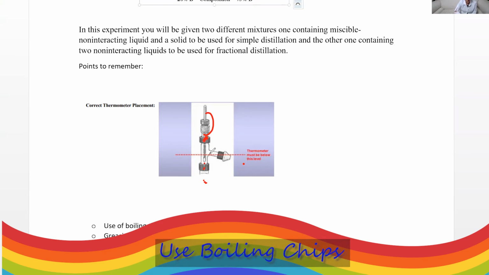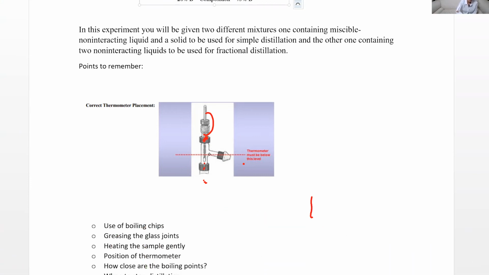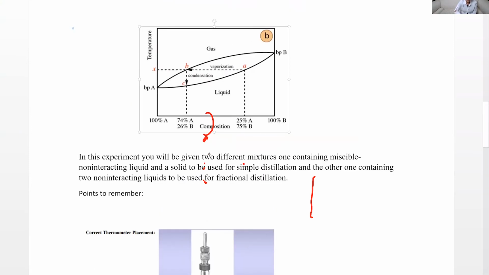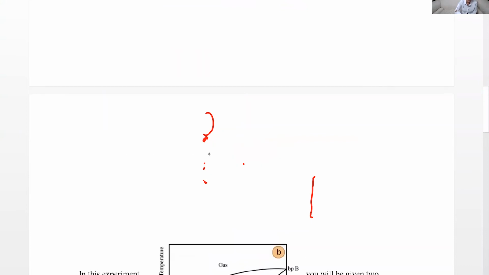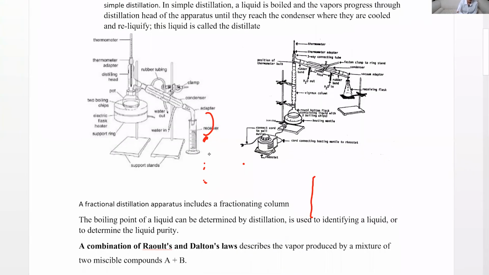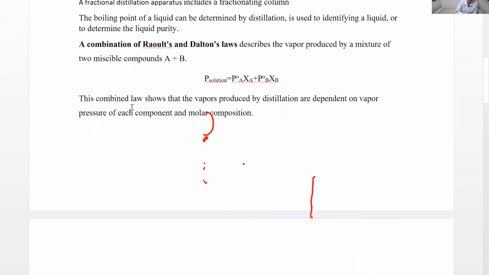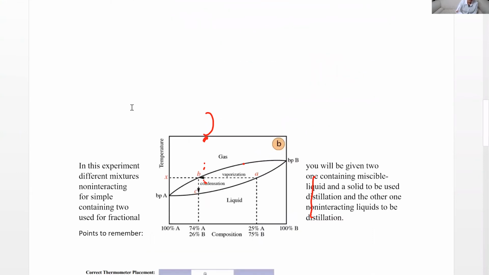For other points to remember for distillation, you want to make sure that you use boiling chips. The purpose of using boiling chips is to make sure that the boiling is gentle and there is no bumping. If there are no boiling chips in the boiling flask, your sample can boil in one area and then start bumping, and bumping can make the liquid go through the condenser, and the separation is not going to happen. At least it's not going to be efficient.